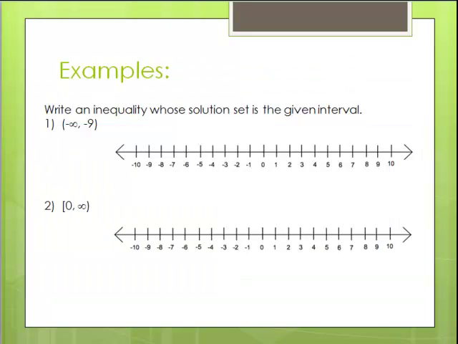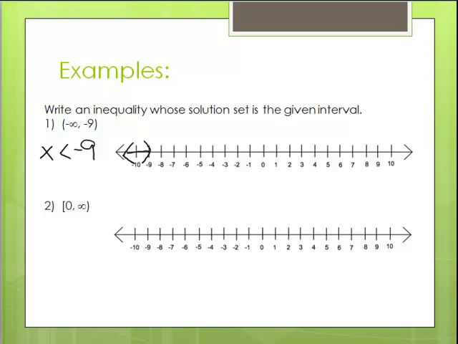So let's do some examples. If we wanted to graph this inequality, it starts at negative infinity, so it starts way down there, and it's going up to negative 9. It's going to stop right there. Is it including the negative 9? No, so we put a parenthesis there. So how would we write an inequality that means this graph? It's everything less than negative 9. So you would say x is less than negative 9. We do not put an or equal to because this is a parenthesis.